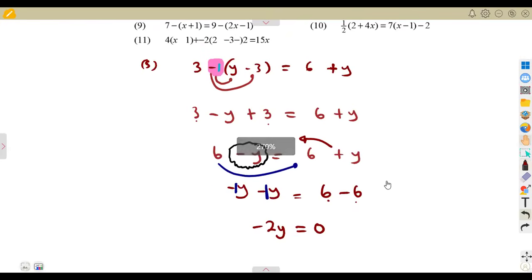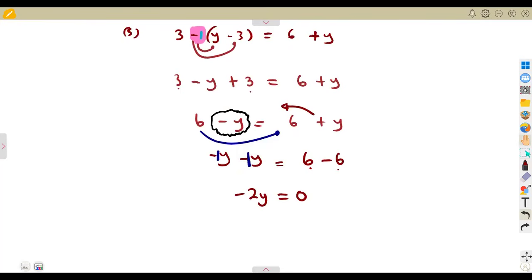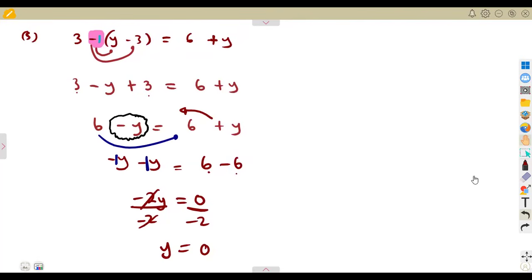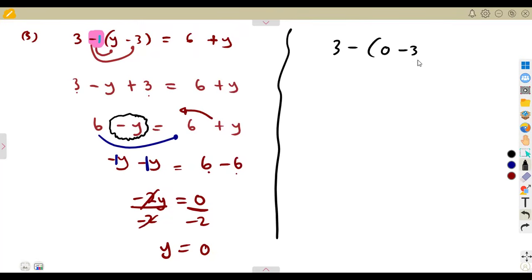So how do we solve now for y? I'm going to divide by -2 both sides. 0 divided by any number, that's a 0. So it means y is supposed to be a 0 in order for us to say these two are the same. Okay, let's see what was going to happen if y is equal to 0 here. It was going to be like this: 3 minus the bracket of y there. Remember y, that's a 0 there. So it's 0 minus 3.